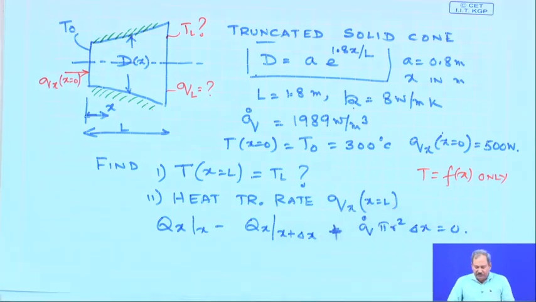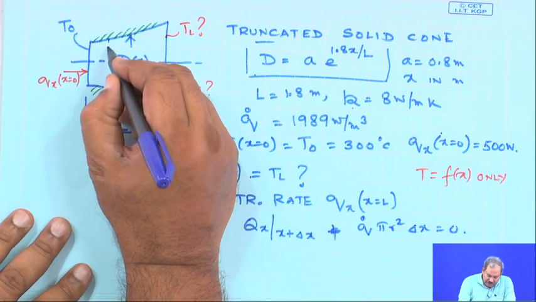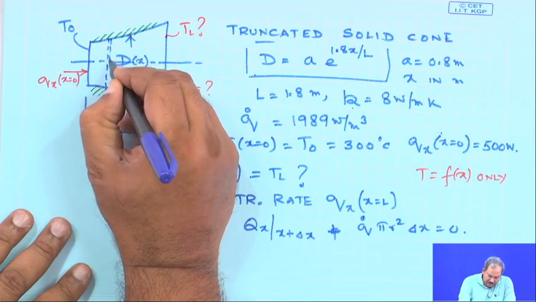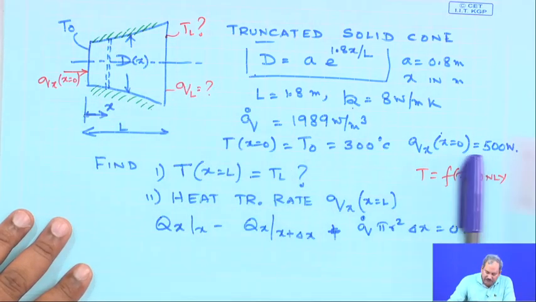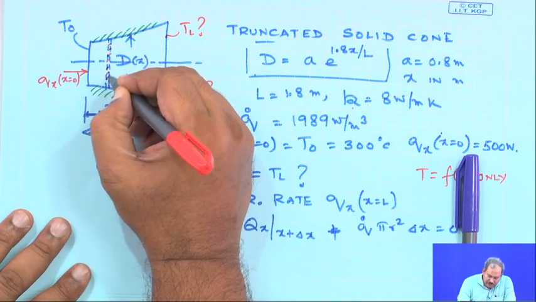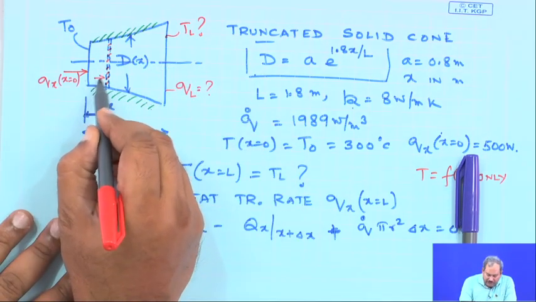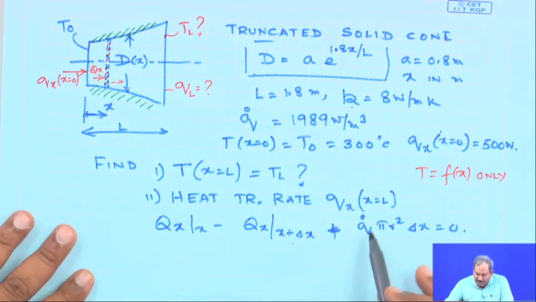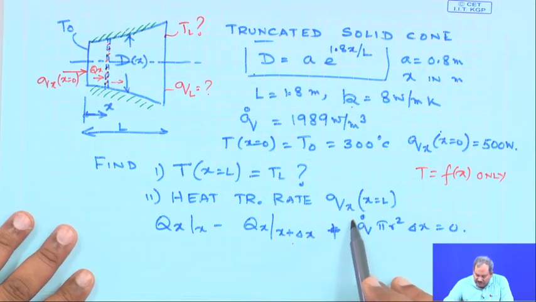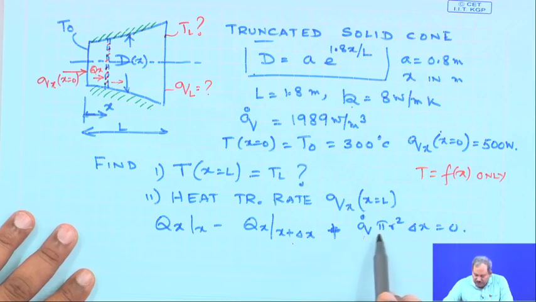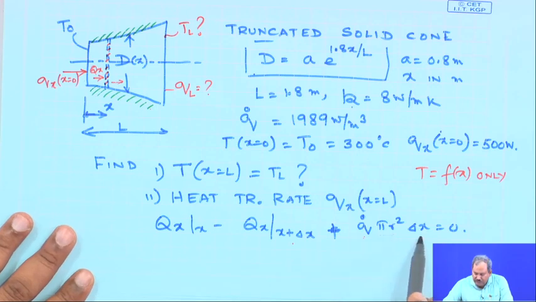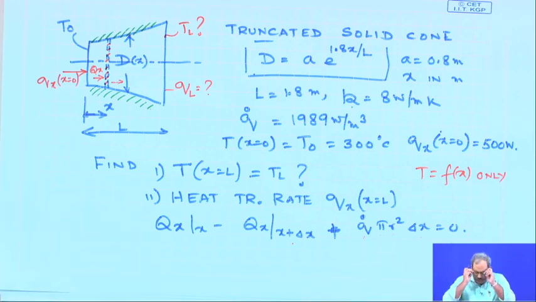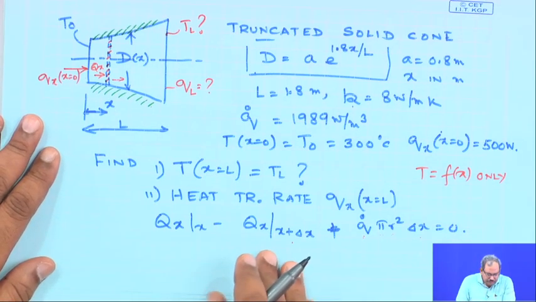So, that is the conservation equation. If I take a thin strip as my control volume, some amount of heat comes in, which I call Qx, the amount of heat which goes out is Qx plus dx, and the heat generated in here is heat generation per unit volume. So, I multiply q dot with the volume, which is pi r square times delta x. That is going to be my conservation equation.